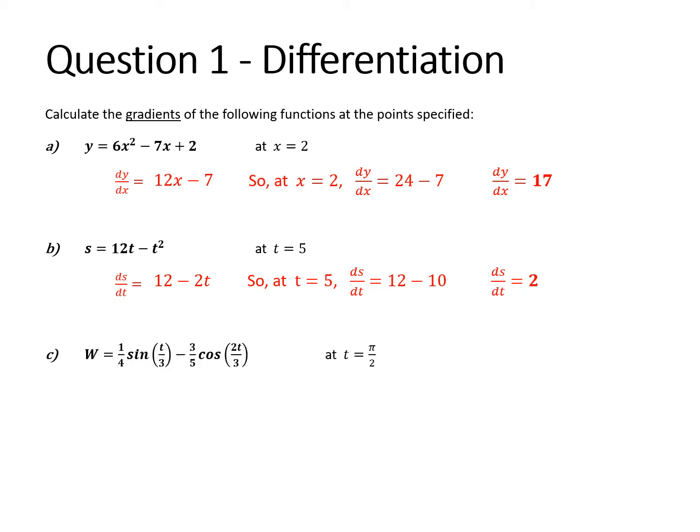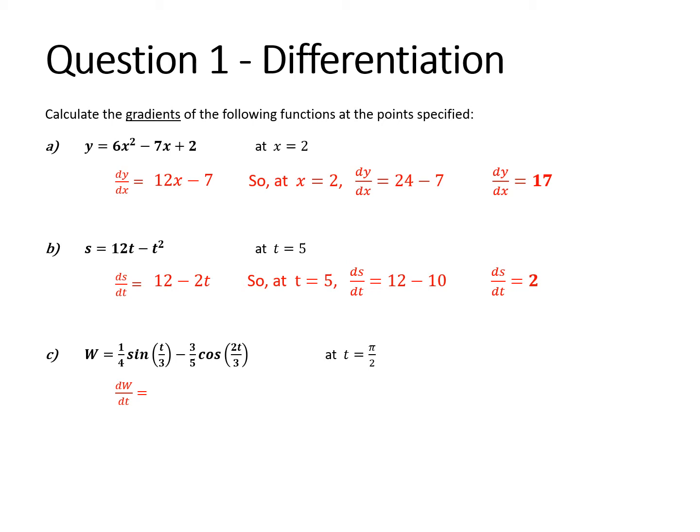The third question is a sine and cosine question. So w is a quarter sine t over 3 minus 3/5 cos 2t over 3. And we've got to find the gradient when t equals pi over 2. So first of all, we need to differentiate it. Now it's not y and x, it's not s and t, it's w and t. So it's going to be dw by dt equals. Now when you differentiate sine, sine becomes cos, so it's going to be cos t over 3. But you also need to multiply the number in front by the number in the bracket.